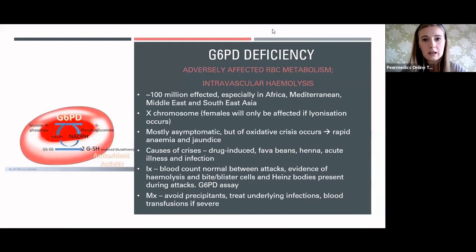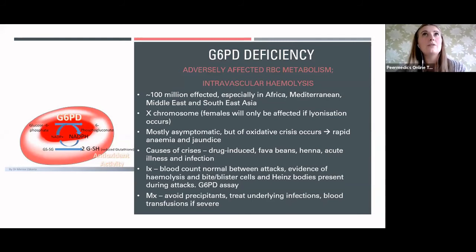So G6PD. This is an enzyme deficiency that is basically resulting in the red blood cell not being able to metabolize easily, can't make ADP and things like that. So it's not able to have the antioxidant effects that it should have, and then it's more prone to oxidative crises. It doesn't tend to affect Europeans as much. It's more in Africa, the Mediterranean, Middle East, Southeast Asia.